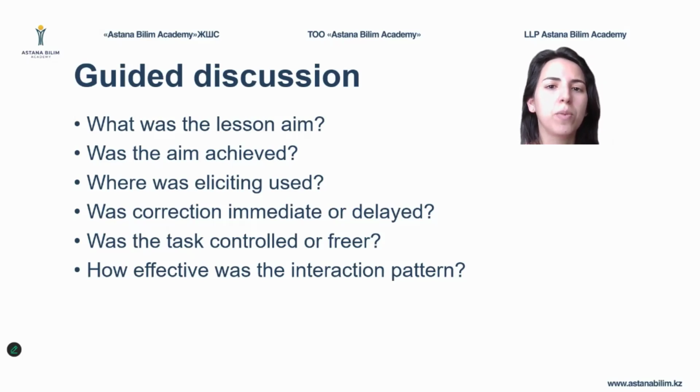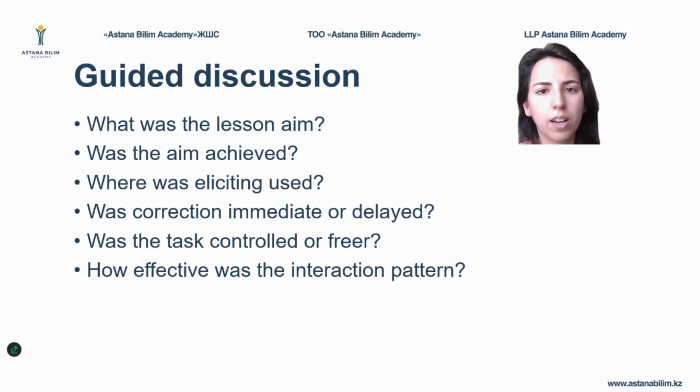So the lesson aim was about grammar structure, the second conditional. The aim was achieved because by the end of the lesson, learners were actively using the structure. Eliciting was used at the beginning of the stage and also during the form stage, when she was explaining the meaning, form, and pronunciation. Was there any error correction? Yes, there was error correction. Yes, finger error correction when she wanted them to practice.